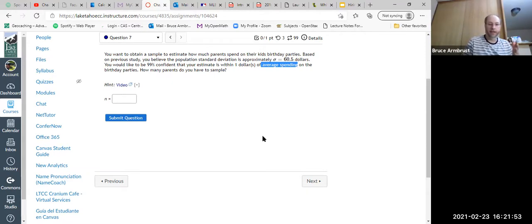So you're going to use that same formula that we just used. We're just going to put in different values. You see your sigma is 60.5. A 99% confidence level means that our alpha is 0.01. So the z-score we're going to need is going to correspond to 0.005. And then we want our estimate to be within $1. Well, that $1, that's our error bound for the mean. It's our EBM.